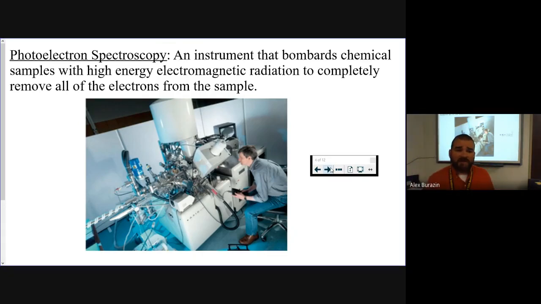So photoelectron spectroscopy, which is 2 massive giant words which look kind of scary. It's an instrument, okay? It's a big giant instrument, as you can see in this picture, used in chemistry to analyze chemical samples. So what this instrument does is, if you put a sample of a pure atom in there, a pure element in there, okay, this instrument will bombard that sample with extremely high energy electromagnetic radiation. Okay, now high energy electromagnetic radiation is either X-rays or gamma rays.